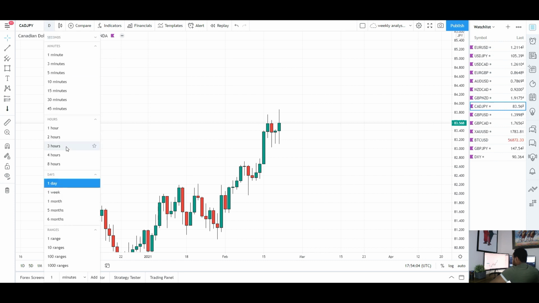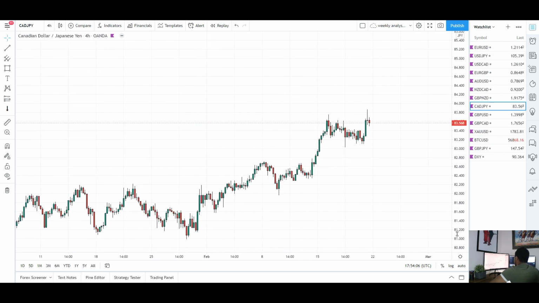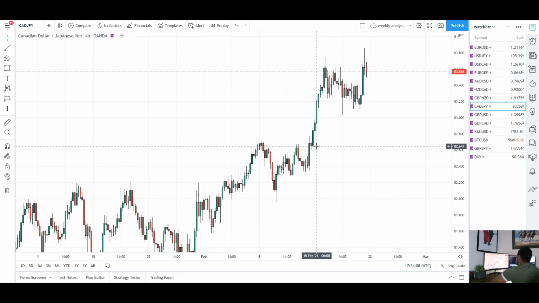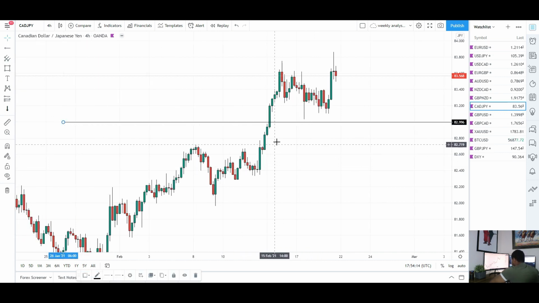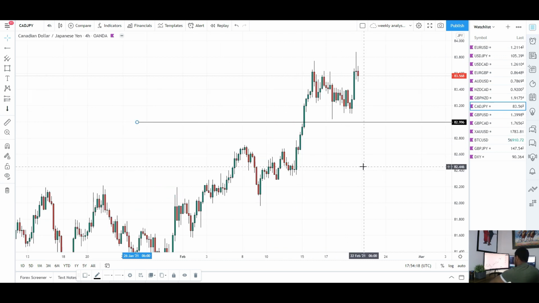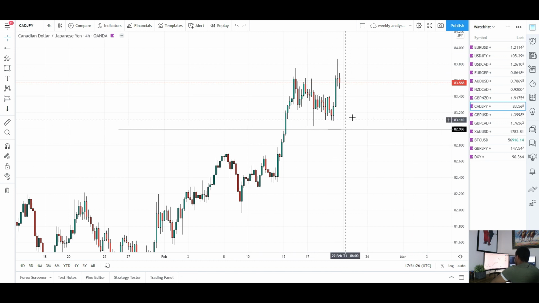So you can see if I go back to the 4H, I did say last week that we do expect to see a move into 83, which is this level here in the market. And you see we just start the market around here, I believe, and we just took off to the upside in the first few hours of the trading week, smashed through 83, and as you can see, we kind of had a bit of consolidation around this area here.